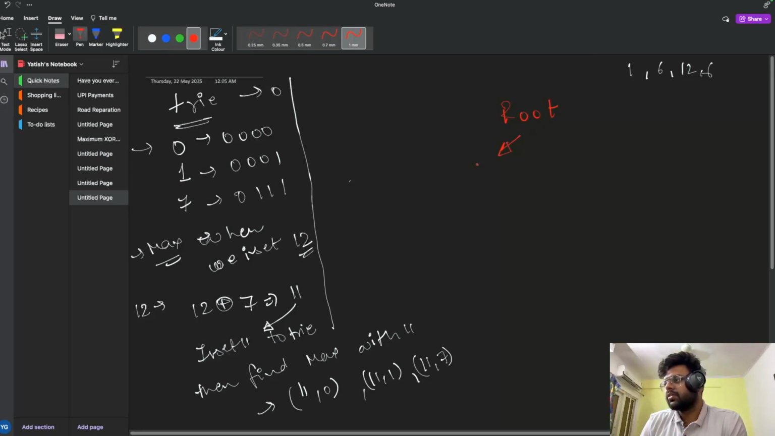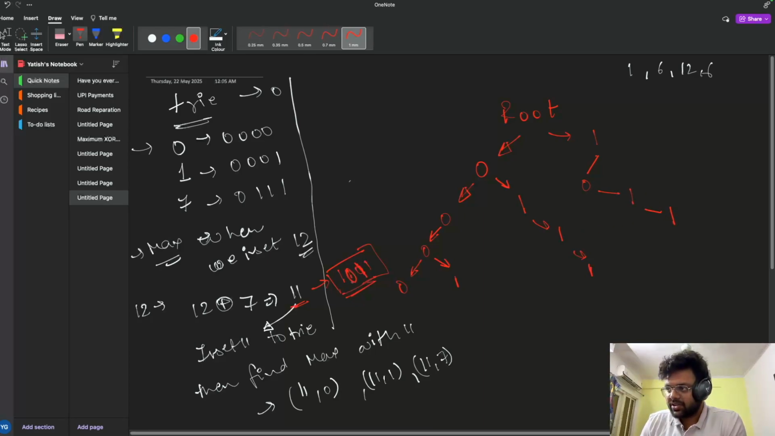So we will be inserting 0 first. This is how our 0 insertion would look. Now we are inserting 1, so a single node would be here. Now we are inserting 7, so it would be 1, 1 and 1. Now we are inserting 11, so 11 is actually 1, 0, 1, 1. So inserting it would be 1, left 0, then right 1, then again right 1.